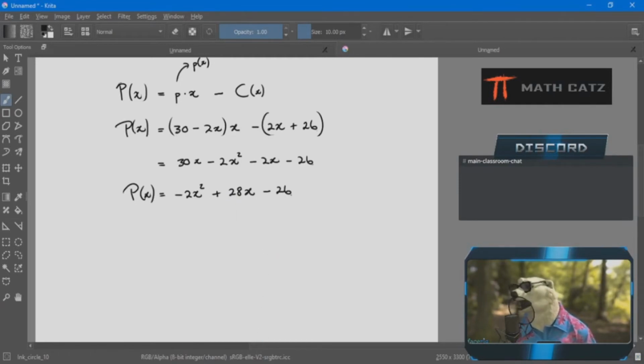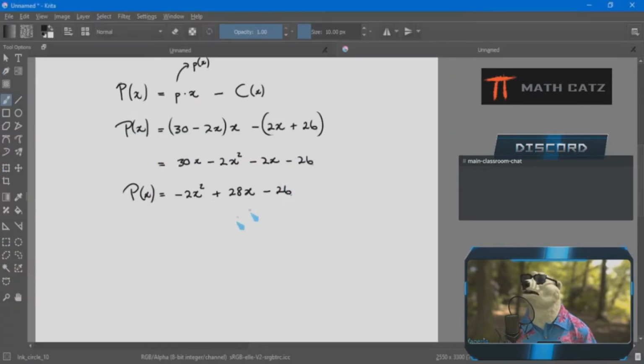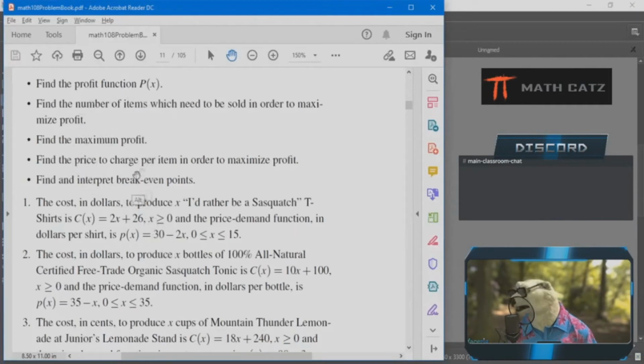So let me check what else they want me to do. A whole bunch of things apparently. Find the number of items which need to be sold in order to maximize the profit. In the beginning, this question might not have made much sense. But now that I see it's a quadratic function, a parabola, there could be a maximum, and I want to find information about that maximum. They knew it was going to be a quadratic function, that's why.